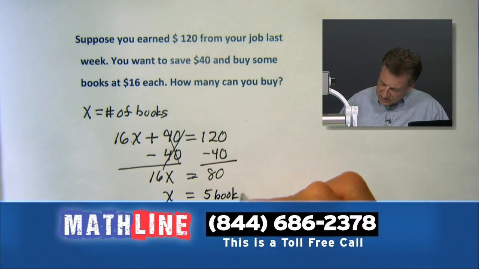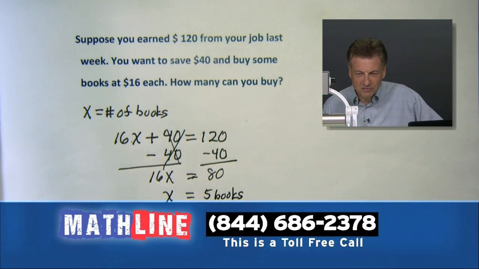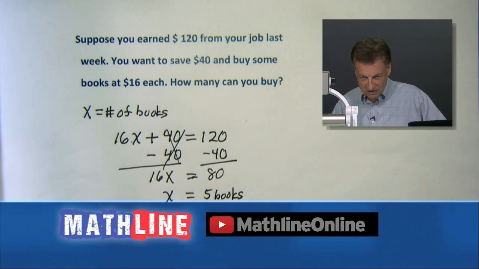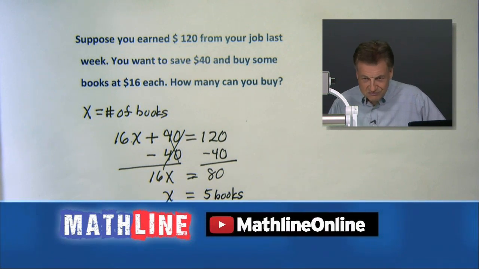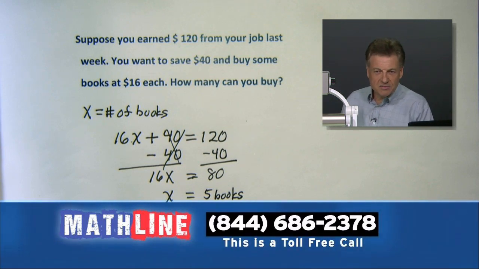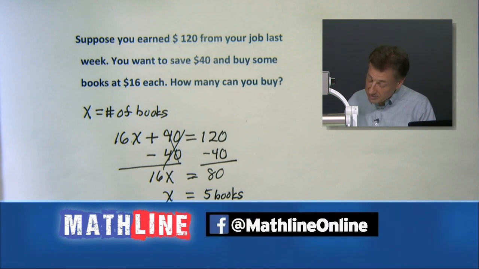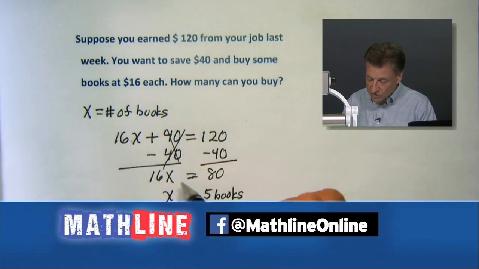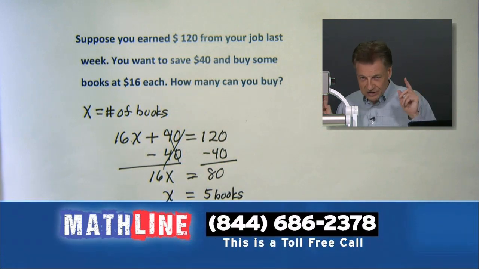And again, context problem. Not necessarily, some of you don't necessarily buy books, but sometimes you wonder, well, how many CDs can I make? Or how many tunes can I download for a certain amount of money? It may not be $16 each, but you got the idea. So you take that times X, and whatever you got left, whatever you got to spend, you go for it.